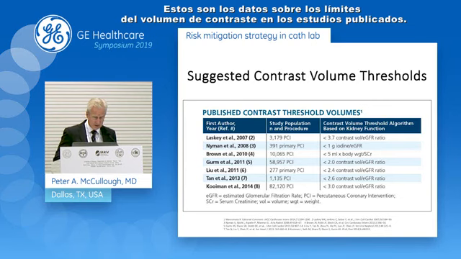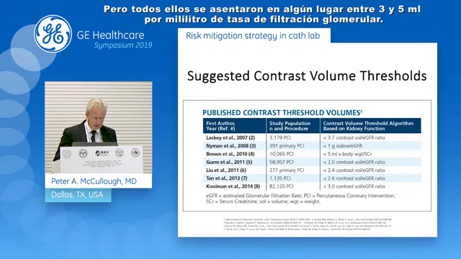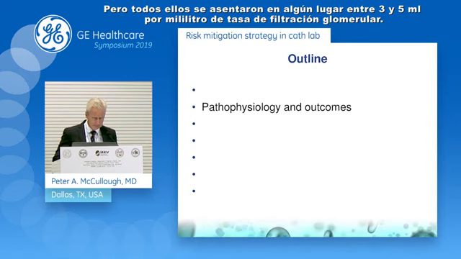Here are the data regarding contrast volume thresholds in the published studies. Lansky, which is the one I just showed you, was from the National Institutes of Health Dynamic Registry. But they've all settled somewhere on 3 to 5 mLs of contrast per milliliter of GFR.